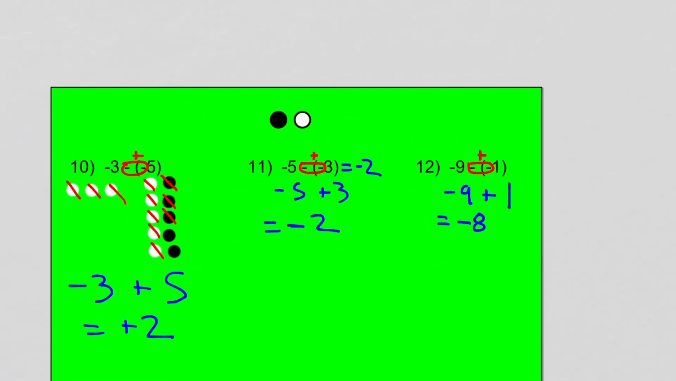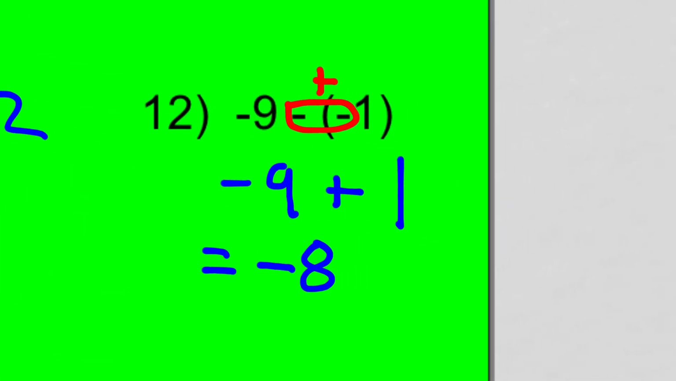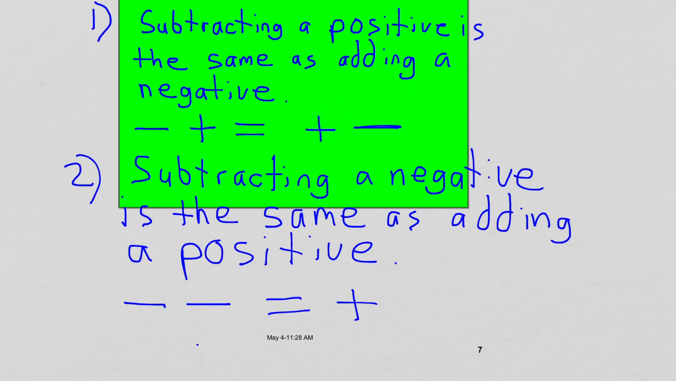So, the second rule we've encountered: subtracting a negative is the same as adding a positive. So a negative and a negative together make a plus. And the other rule we have, subtracting a positive is the same as adding a negative. So if you have a minus a positive, you can just make that adding a negative. Those are the two rules you'll need to do the integers assignment today.